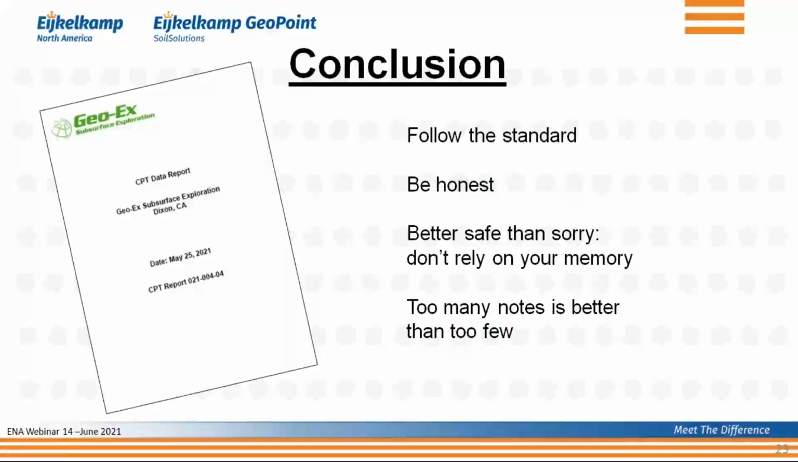Now, what is the conclusion of all this stuff? When it comes to reporting, obviously you have to follow the standard. The standard tells you, as I showed you, very specific things that you have to include in the report. The second thing that I say is be honest. Not too long ago, I was reviewing a CPT report, and I was asking the person, did you follow the standard? Yes. When we then went to the original data and looked at the timestamps, it was obvious that he was going way too fast, much faster than the 25 millimeters per second.